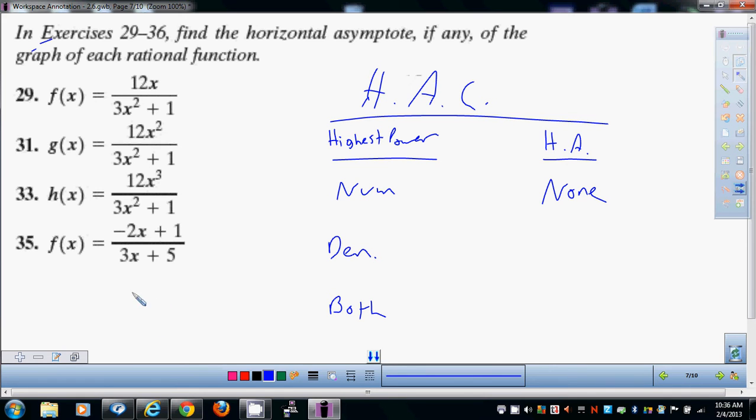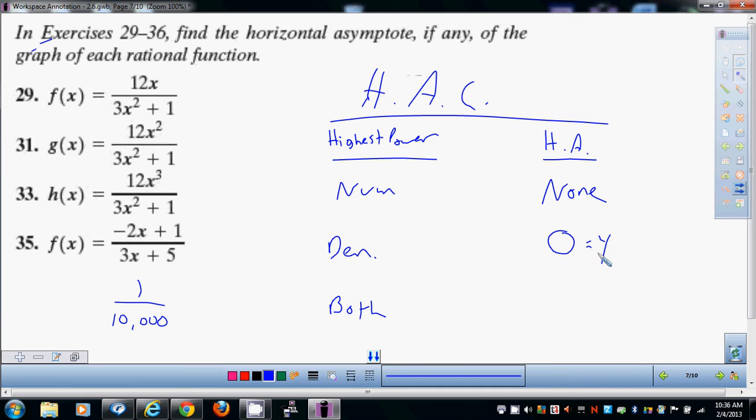What number is this really, really close to? Yeah, that's 0.00001. If your highest power is in the denominator, then your horizontal asymptote will immediately and automatically be y equals 0. Period. End of story.